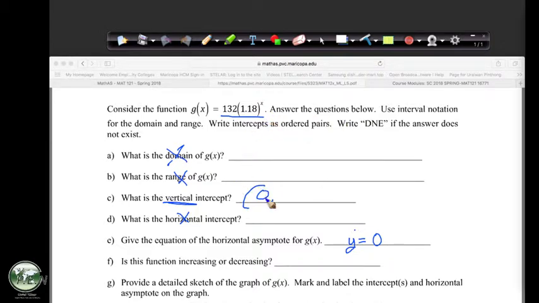And then what's the second part? Someone said it? 132. It's this number in front, right? If you put in 0 for x, this becomes 1. 1 times 132 is still 132.